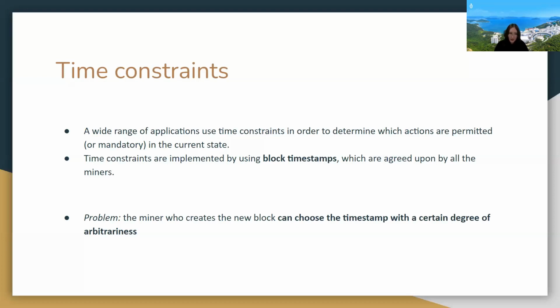And previously, in the previous versions, the range was around 900 seconds. That's why it was a huge problem that miners could manipulate the block timestamps.